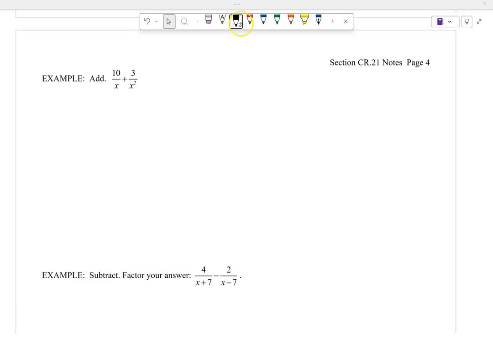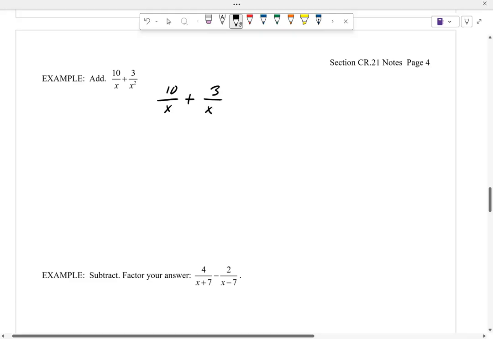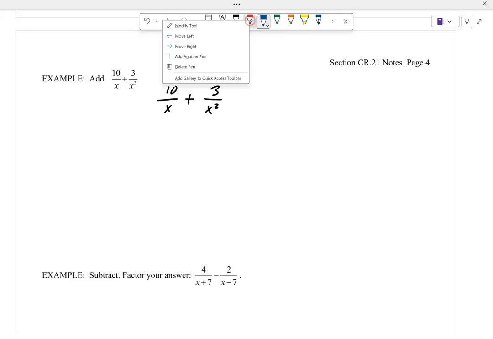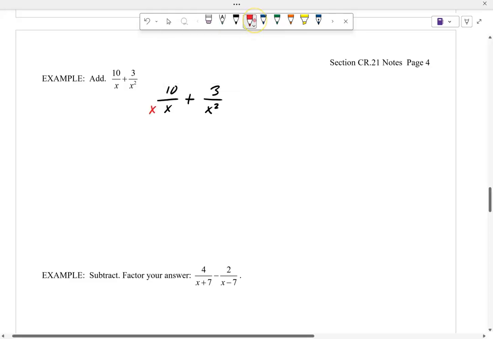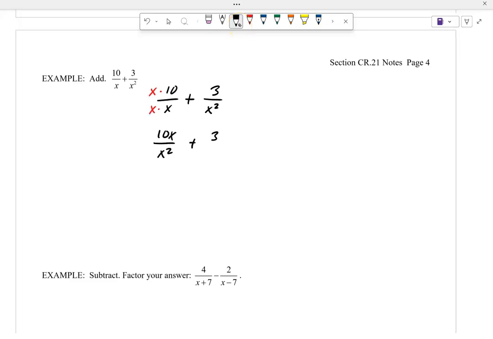Right, so let's go ahead and we'll add them now. Let's get a common denominator and actually do the addition. Notice the one on the right has x squared. So I'm going to have to give this one another x. If I give it to the bottom, I've got to give it to the top, because x over x is 1. I can't change this, right? I'm just multiplying it by 1. So we've got 10x over x squared plus 3 over x squared. So we've got 10x plus 3 all over this common denominator, and we're stuck right there.